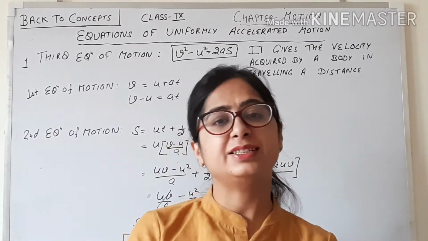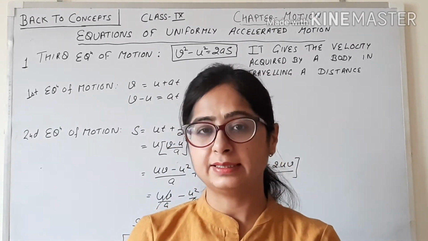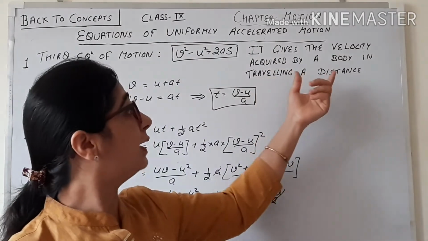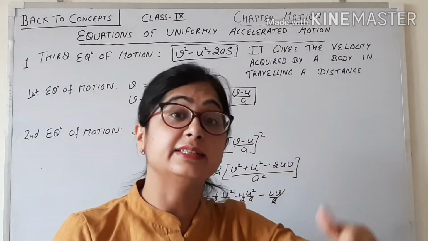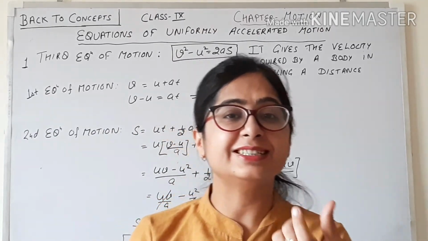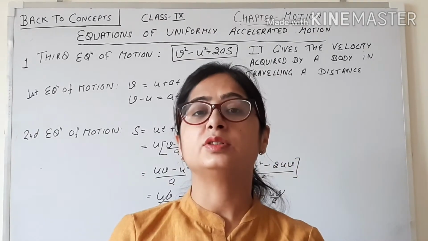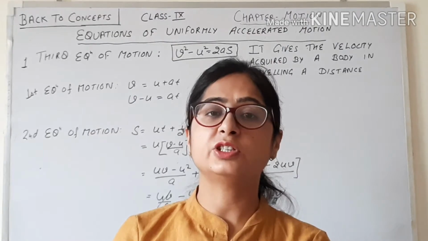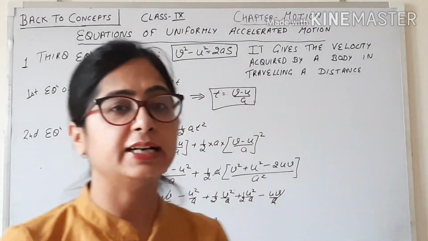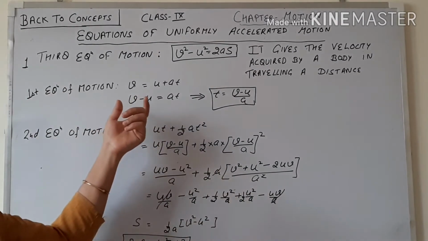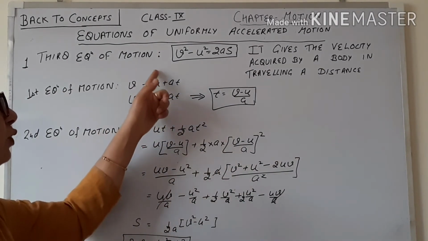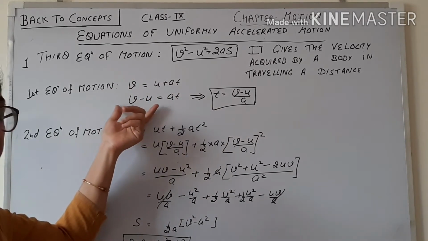Now this is the third equation of motion. v square minus u square is equal to 2as. It gives us the velocity acquired by a body in traveling a distance when the body is accelerating, so how much distance it will travel. We will derive the third equation of motion with the help of the first two equations of motion. We know that the first equation of motion is v is equal to u plus at. So here u will come here and become negative.